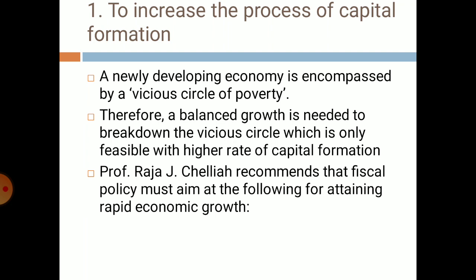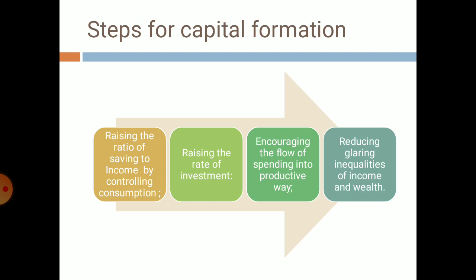Professor Raja J. Chelliah recommends that fiscal policy must aim at the following for attaining rapid economic growth. These are the steps given by Professor Raja. Four steps are here. Raising the ratio of savings to income by controlling consumption; second, raising the rate of investment; third, encouraging the flow of spending into productive ways; and the next one, reducing glaring inequalities of income and wealth. Now let us discuss one by one.